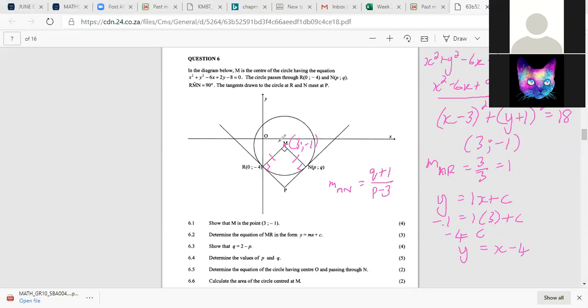So that's that gradient, but you know that it's the opposite gradient to that, right? Because there's a 90-degree angle there. And the gradient of MR was 1, so the opposite would be -1. So you're going to solve this, right? LCD, so multiply up. So Q plus 1 equals minus P plus 3. And what did they say Q equals? So let's make Q the subject. So 3 minus 1 is 2 minus P. And there we go. Q is equal to 2 minus P.